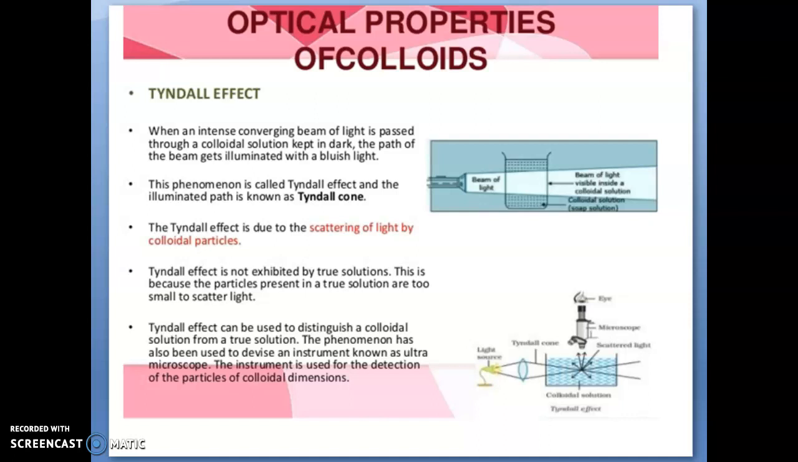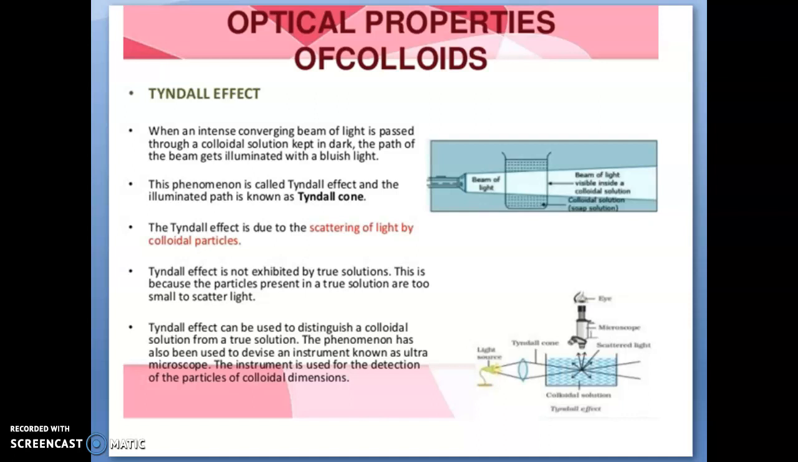What is happening there? A powerful source of light is passed through the solution. Before passing into the colloidal solution, there will be a lot of slits, and at last it is passed through different types of lens, and then at last through the sol. Then the scattered beam is observed at right angles to the beam.